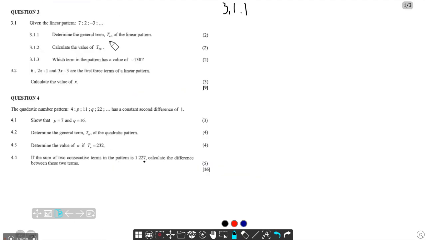Now, let us go back to the question. We're going to do question 3.1.1. Given the linear pattern 7, 2, and -3, I prefer to write it down, so we have negative 3. Then it continues, right? Before starting with anything else, before looking at the questions, first things first, you need to simplify the question on your own first, right?